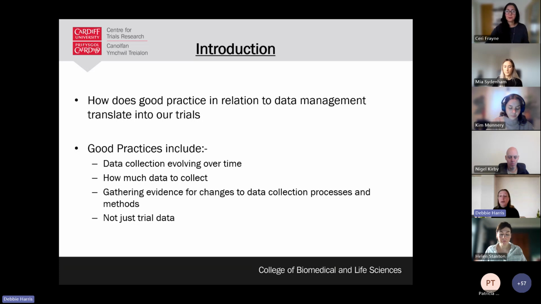This will cover how our data collection has evolved over time, how much data to collect, how we gather evidence for changes to data collection processes and methods, and also looking at not just trial data.